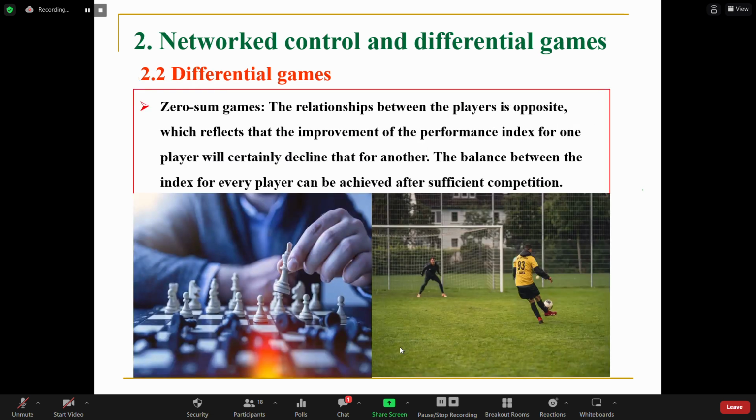In zero-sum games, the relationship between the players is opposite, which reflects that the improvement of the performance index for one player will certainly decline for another. The balance between the index for every player can be achieved after sufficient competition. Zero-sum games exist in our life everywhere. For example, chess, some computer games, and the football game. The football game is a complex differential game, but the penalty kick is a zero-sum game.